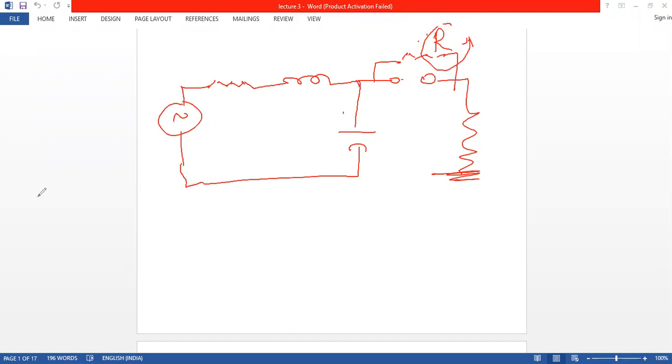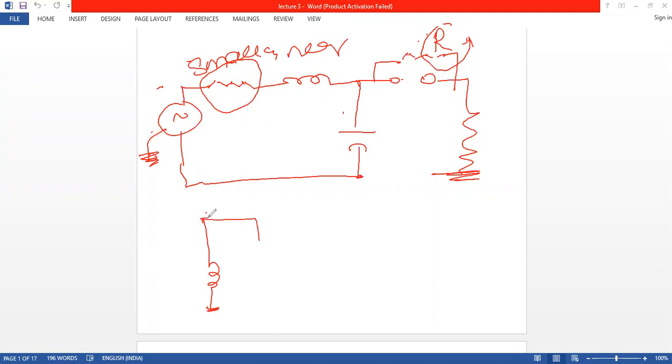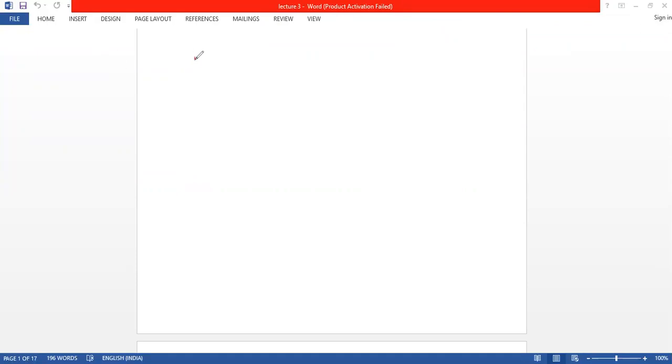See here, normally the generators are grounded. So how is the circuit? For easiness, you just assume the series part is small and neglect it. If you see here, the circuit diagram is like this. This is an inductance, parallel and grounded. Now there is a capacitance here, then again there is a resistance. This is R, this is C, this is L. Means the circuit which we are getting is an RLC parallel circuit.